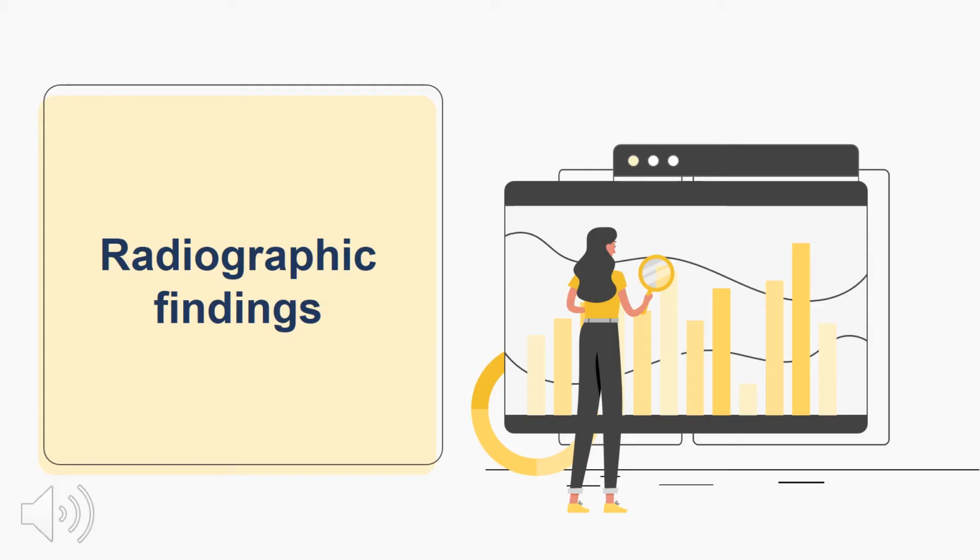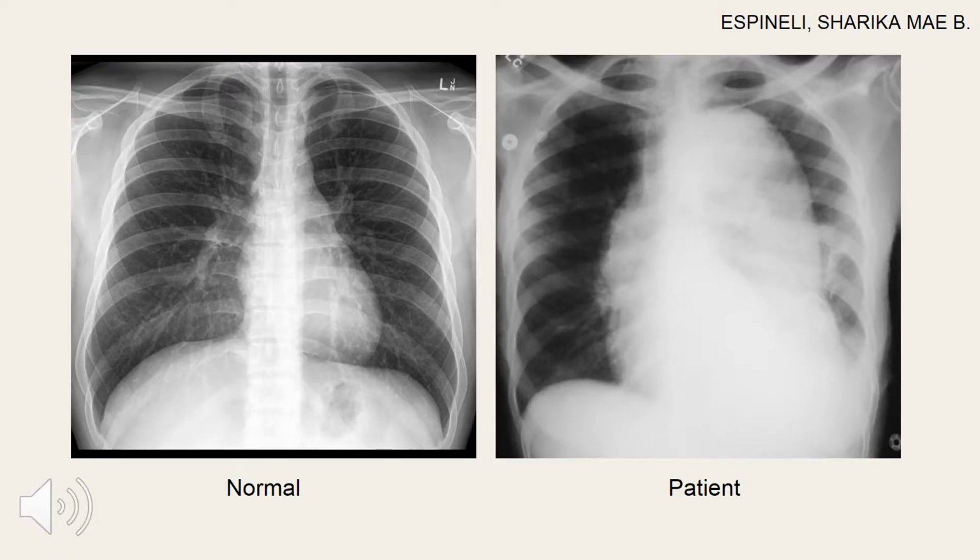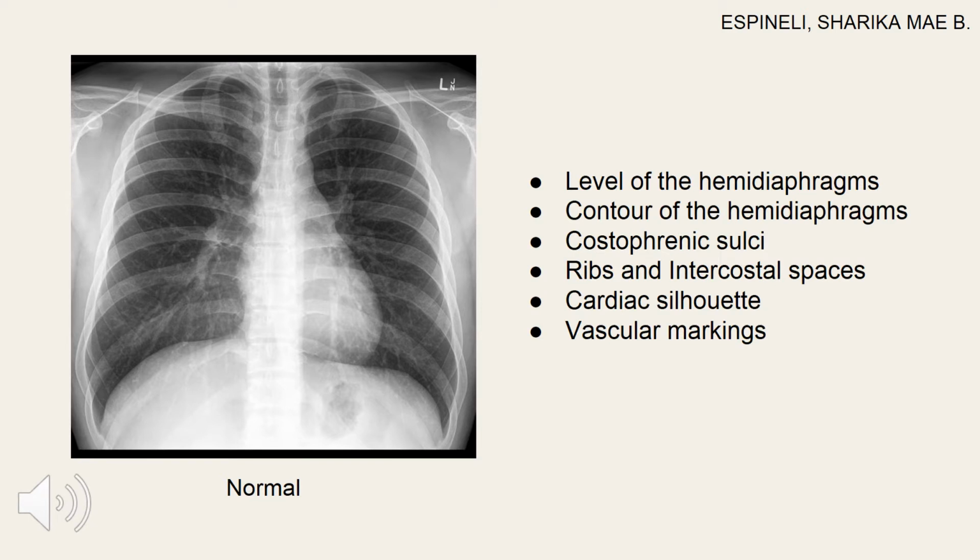For the radiographic findings, this is the posterior anterior view of the chest x-ray of a normal person and our patient. Normally, the level of the right hemidiaphragm should be at the level of the 10th rib and is usually one intercostal space higher than the left. The diaphragm is dome-shaped and the costophrenic sulci are sharp. The ribs and intercostal spaces are equal and symmetrical, and one should also see the cardiac silhouette clearly.